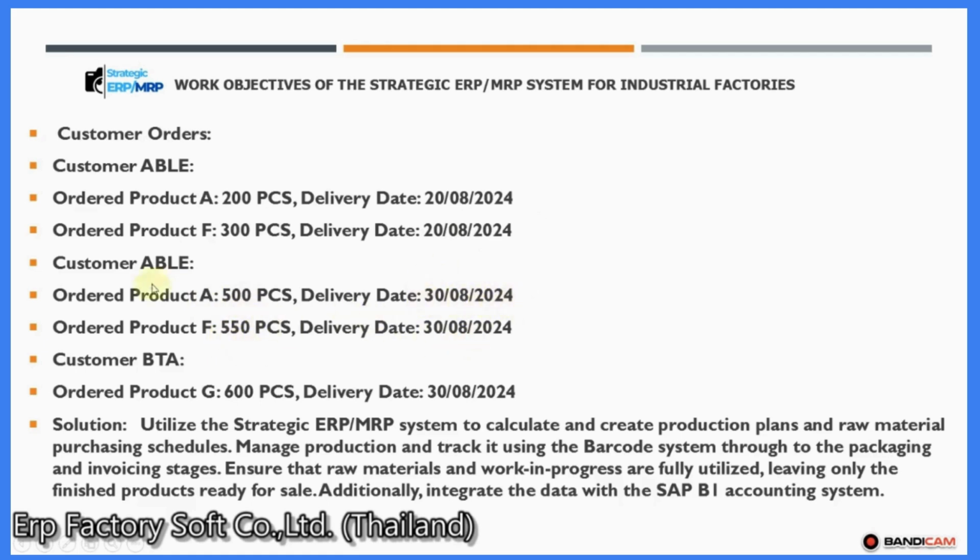The solution is to use the strategic MRP system to calculate and then create a production plan and a raw material ordering plan. Production is done and tracked with barcodes until the packaging stage, and then the data is sent to the accounting system, SAP B1 or Oracle, as an option. You have to prove that all the raw materials and assembly work have been used up, and only the finished product is left to sell.